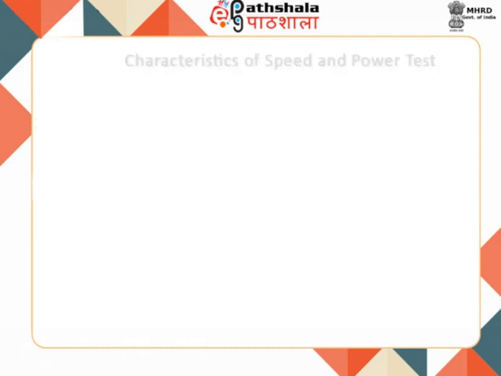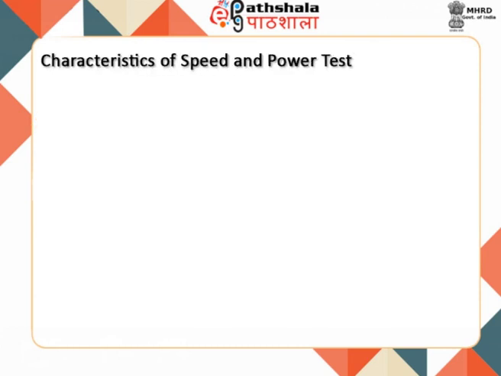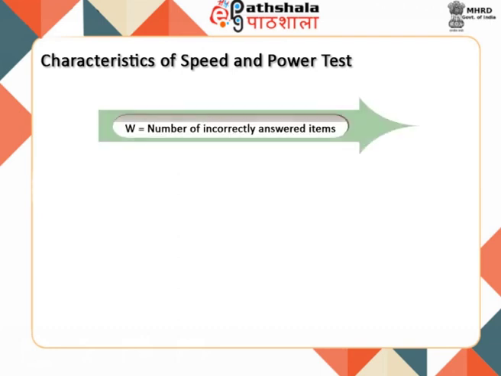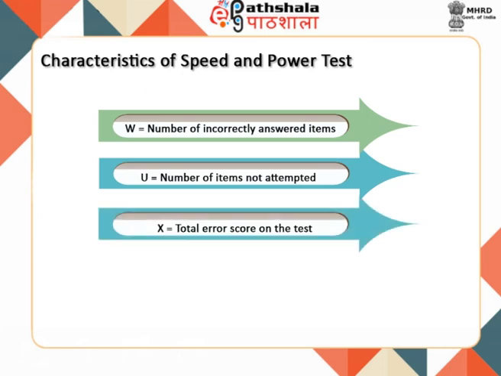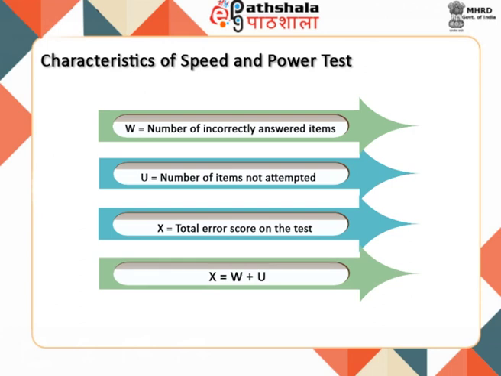To understand the characteristics of a pure speed test and a pure par test, we first need to understand the difference between two types of errors. Suppose W represents the number of incorrectly answered items, U represents the number of items not attempted, and X represents the total error score on the test. Therefore, X will be equal to W plus U.